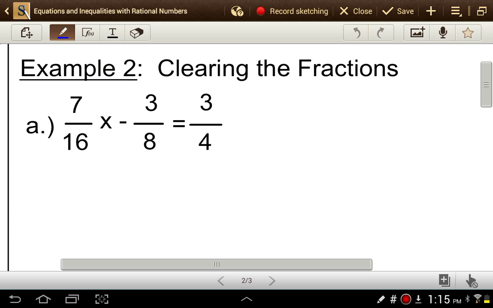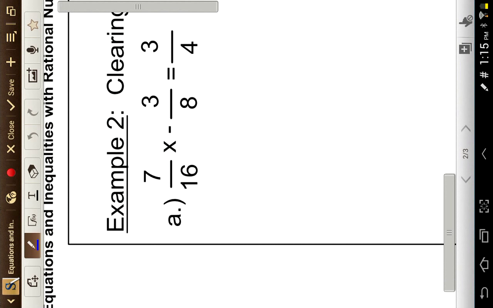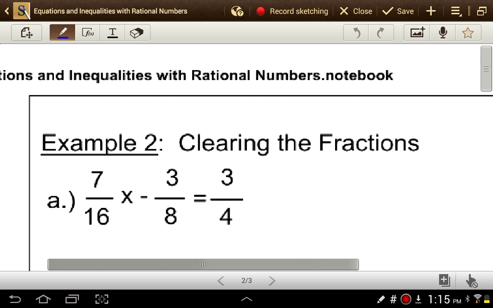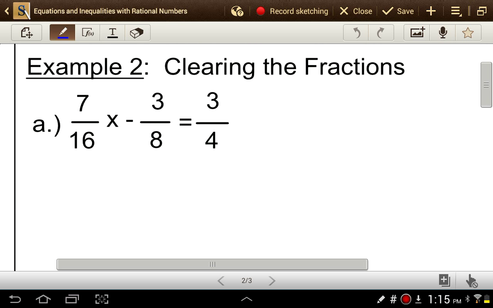So what I'm going to do when I clear the fractions is look for a common denominator. My common denominator on this one, between 16, 8, and 4, I have three numbers, is 16. So I am going to multiply each fraction by 16, or 16 over 1. Sorry about the graphics there. If I multiply each fraction by 16 over 1, then I will end up with just whole numbers. So let me rewrite it. I'm going to space them out. So 7x minus 3/8, we'll give a little gap there, equals 3/4.